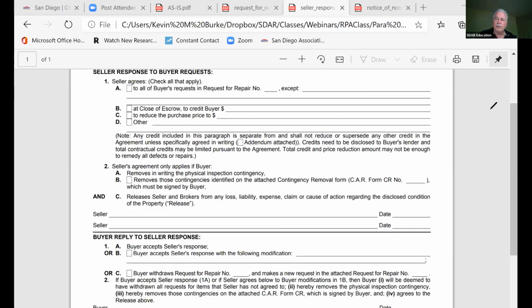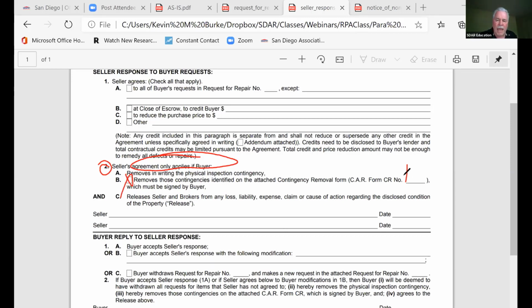So number 2, seller agrees to the above. Now this is important. Seller's agreement only applies if the buyer what? A, by default, so if you don't check anything after this, removes the physical inspection contingency. So I'm going to do some but not all, only if you agree to remove your contingency. Or, okay, and I don't know why, I'm sorry. Remove the contingency, and then I want to have that contingency removal form.